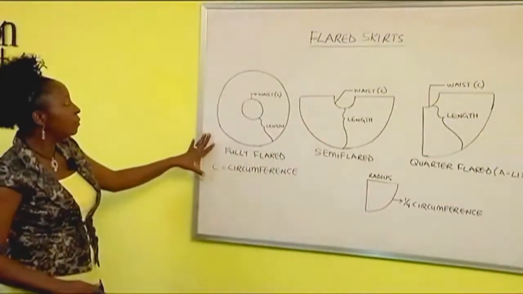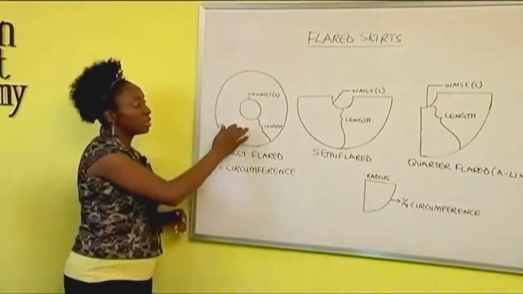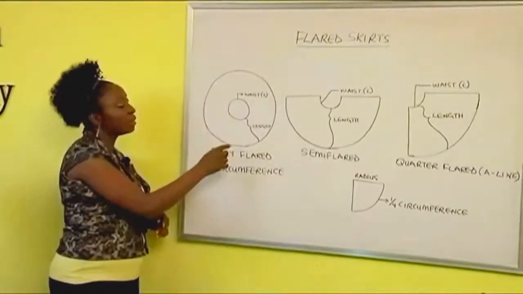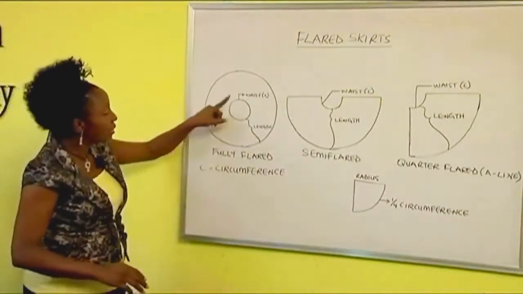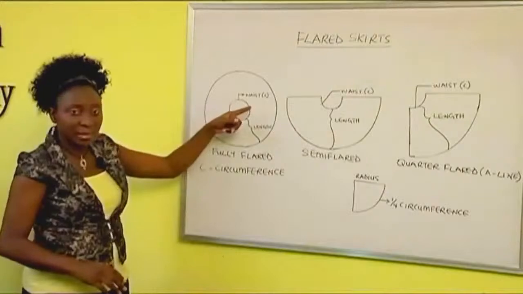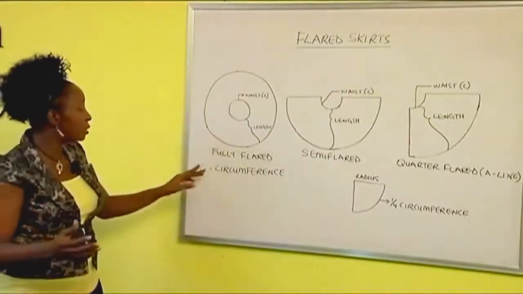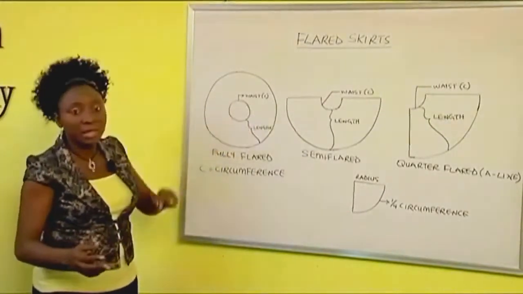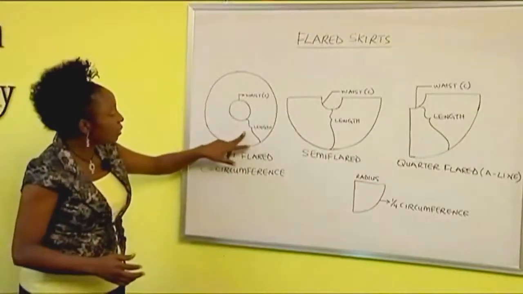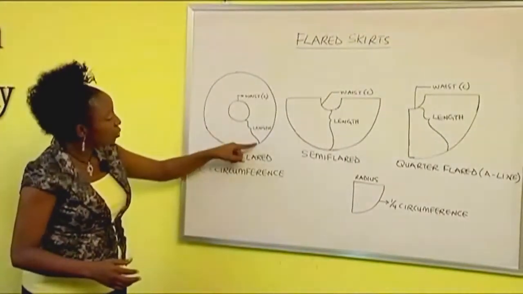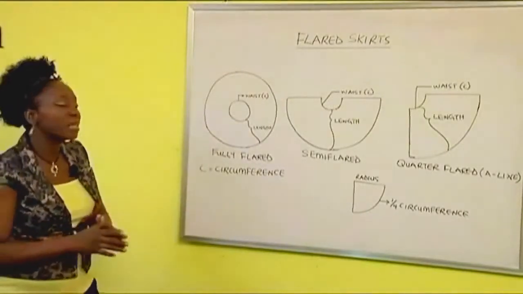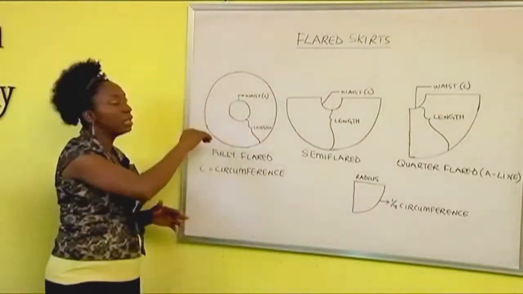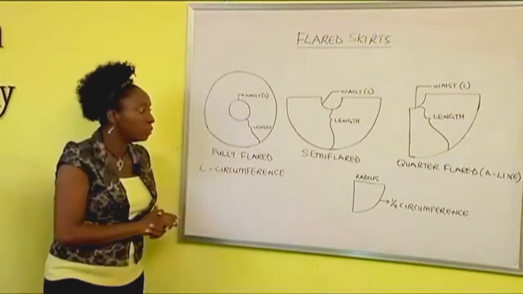As you can see, it's made up of 2 circles. That means you can see an inner circle and an outer circle. What I have done is to show you that this inner circle represents the waist, which mathematically is called the circumference. That's what the C is for. Then the length is here, in between the 2 circles. Now the fully flared skirt is made up totally of a full circle and an internal circle.